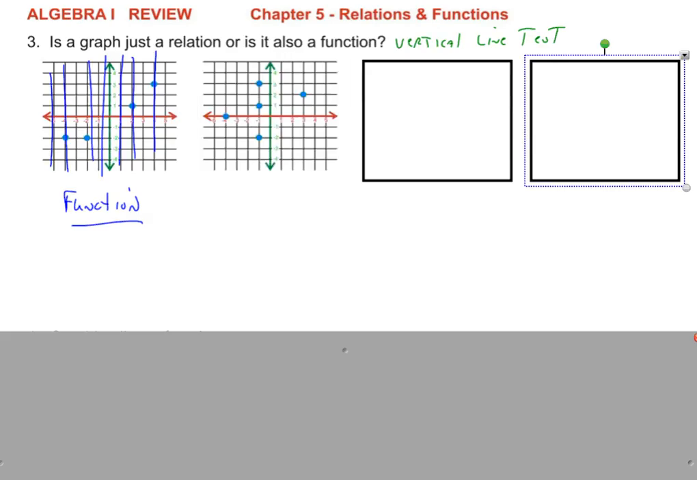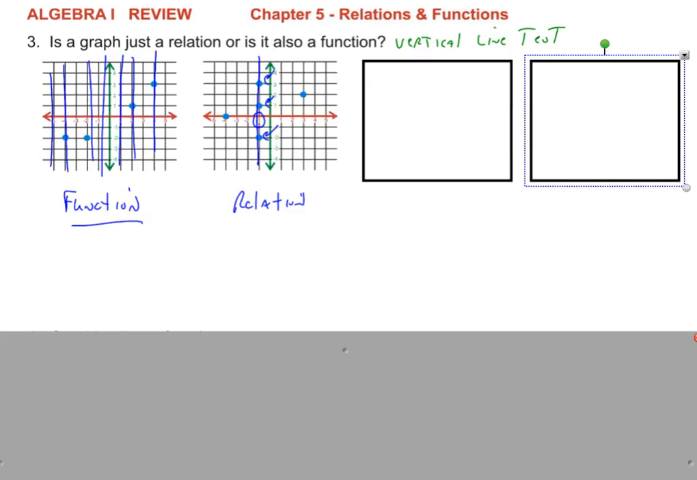All right, second one. Is that a function or just a relation? Well, you should say just a relation. And you can see that it fails on this vertical line, hits 3 of the points. So again, if it hits 2 or more. And what's the problem? For a -1 input, there are 3 possible outputs. A 1 output, a 3 output, and a -2 output.